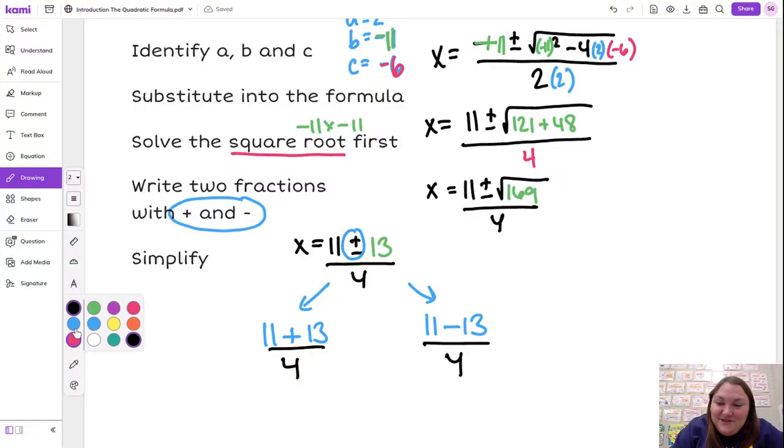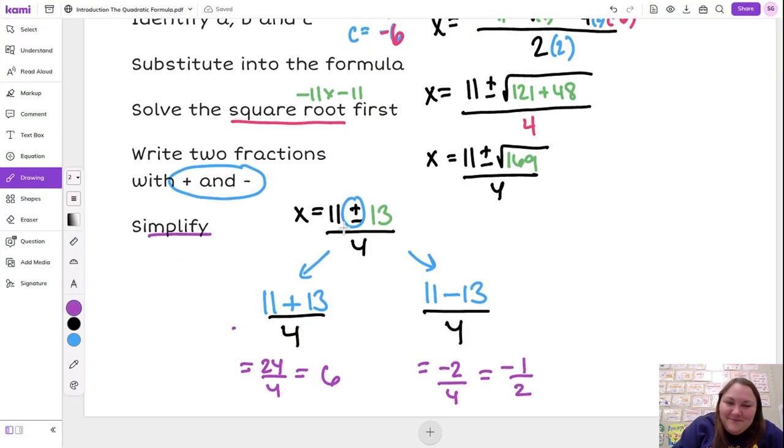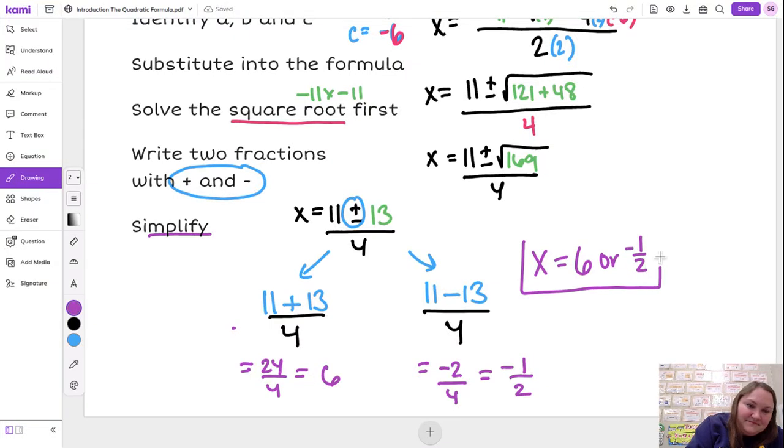The final thing we have to do is simplify these fractions. So I can say 11 plus 13, that's 24 divided by 4, that's 6. And 11 minus 13, that's negative 2. And negative 2 divided by 4, that's a fraction. We can simplify our fraction though and say it's the fraction negative 1/2. So our final answer for this problem, I'll put it over here. x is either the number 6 or negative 1/2. Just like when we solve by factoring, you're going to have 2 answers for the equation.